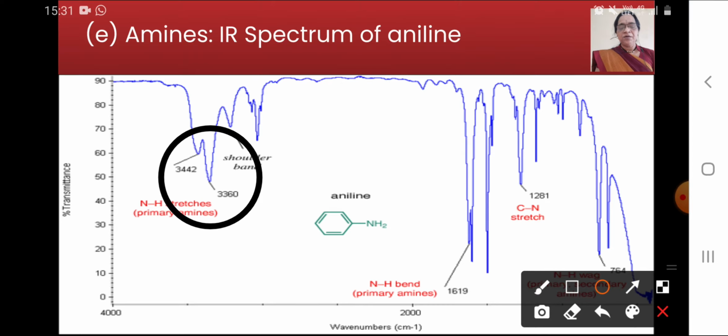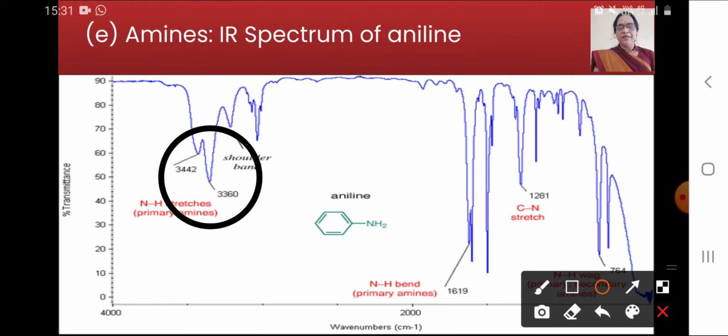It is not possible to assign the symmetric and asymmetric bands by inspection, but it is assumed that the higher frequency band is due to the asymmetric vibration, whereas the lower frequency band results from the symmetric vibration. That is, here 3442 indicates the asymmetric vibration, while the 3360 per centimeter absorption band is due to the symmetric vibration. Now in dilute solutions, the two frequencies are shifted to higher values.